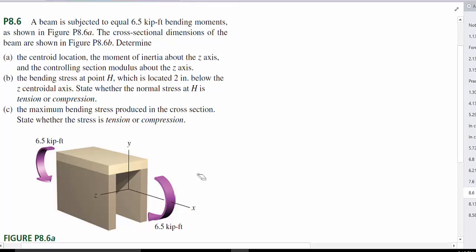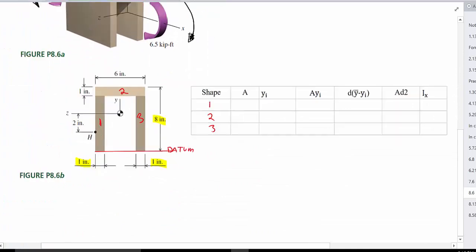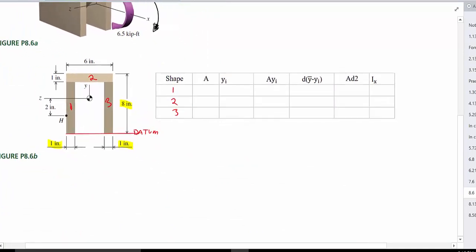So looking at our moments here, they are acting around our beam in this direction, right? Which is by convention going to create their negative moments, right? So here's our cross-sectional area, and I've already drawn up some information here just to make it go a little bit quicker.